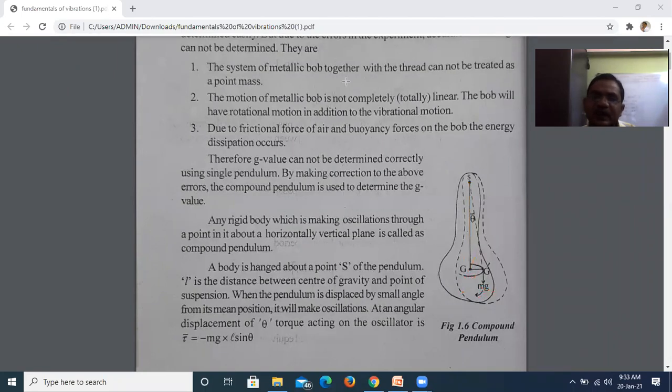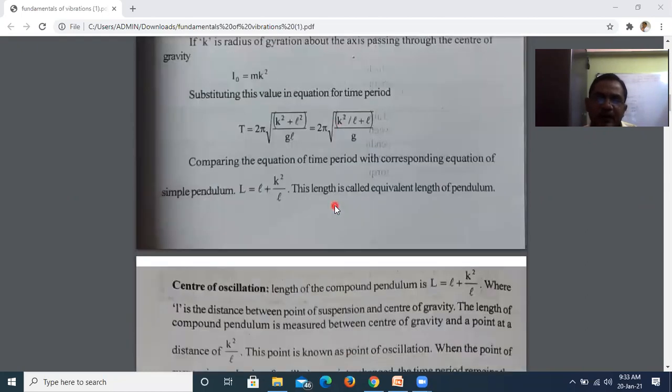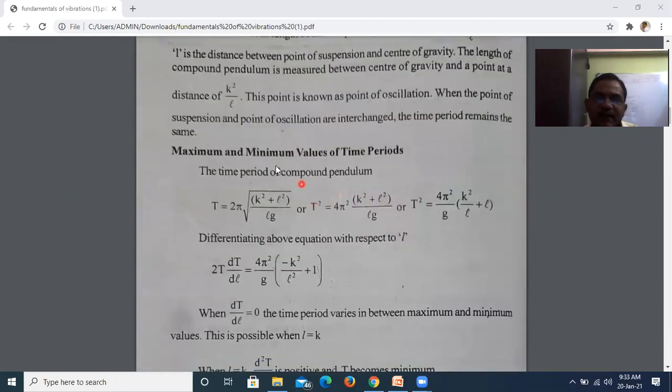Okay sir, right. So let us see some cases here. All these things are discussed. So what are the maximum and minimum values of the time period? We got the expression for the time period of a compound pendulum, T equal to 2 pi root of (k square plus l square) by g l. Squaring both sides, we get T square equal to 4 pi square into (k square plus l square) by g l. T square equals 4 pi square by g into (k square by l plus l), where l is small l, right sir?